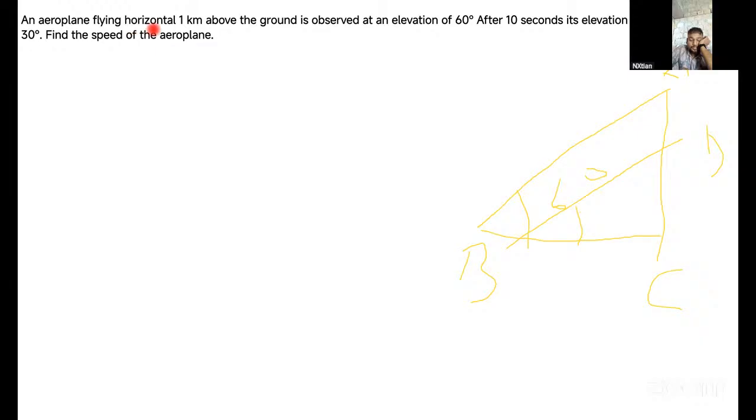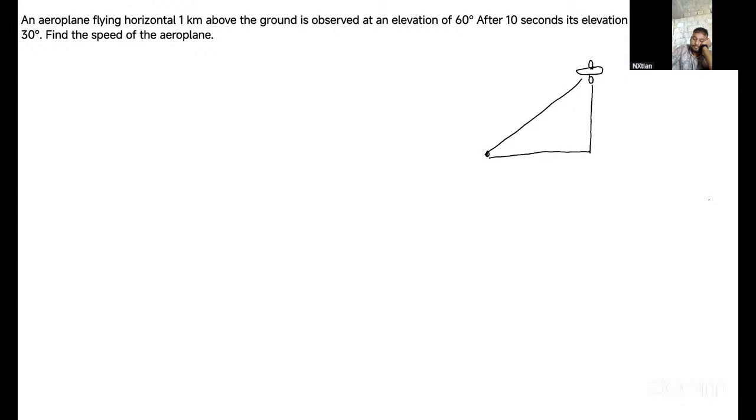The question is 1 kilometer above the ground, the observed angle of elevation was 60. After 10 seconds, the angle of elevation observed is 30 degree. Means the plane doesn't come down. The plane is moving like this. So for example, if the plane is there like this, and from this it is making 60 degree, after 10 seconds it will travel like this, and that makes 30 degree, like this. Did you understand?